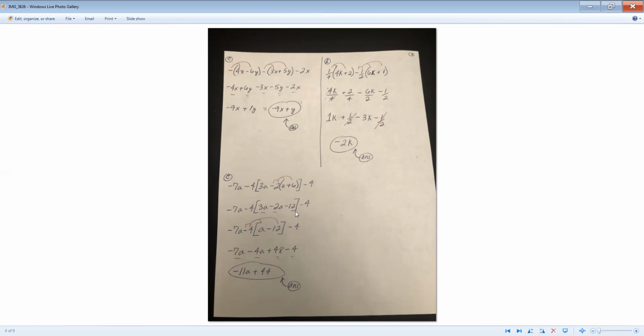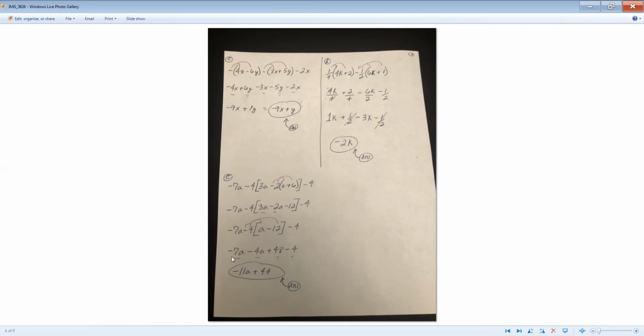Still inside of my brackets, I can simplify more. 3a minus 2a would be just 1a. So now I have negative 7a minus 4 times the quantity of a minus 12 minus 4. Distribute the negative 4 into the brackets, so the brackets can be completely removed. So that'll be a negative 4a plus 48. Negative 4 times negative 12 is plus 48.